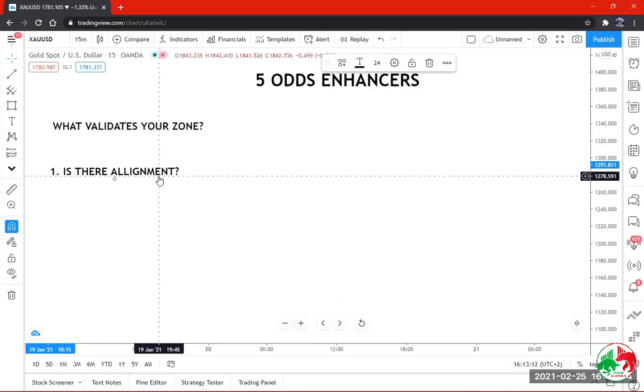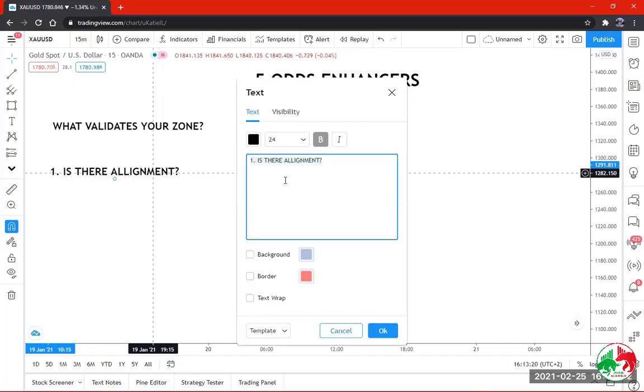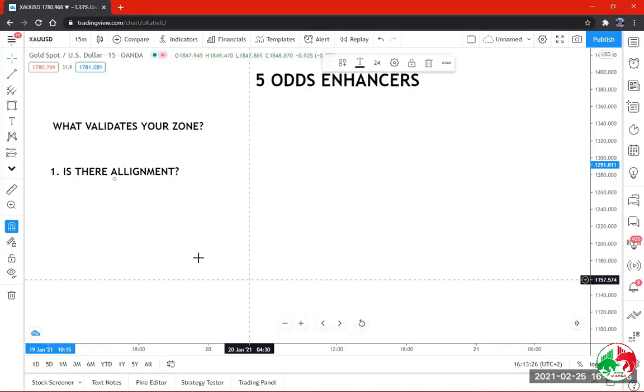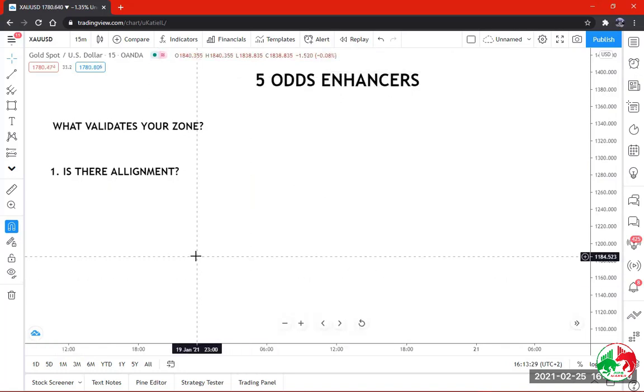I was actually seeing that on Danny's videos. I just wanted to confirm that it's the same thing. Yes, because he called it a 5-question methodology or something. Yes. So these are the odds and enhancers.